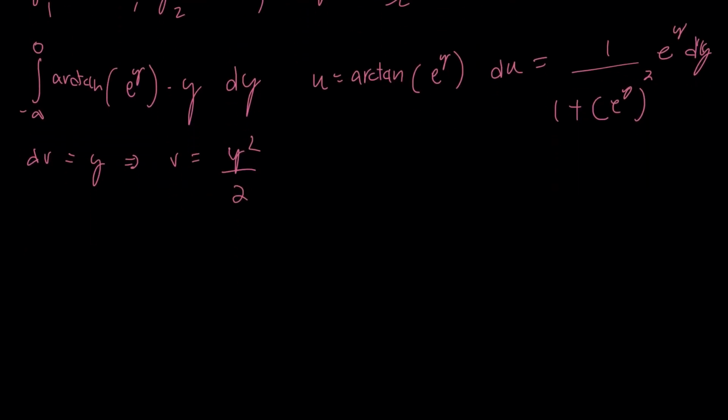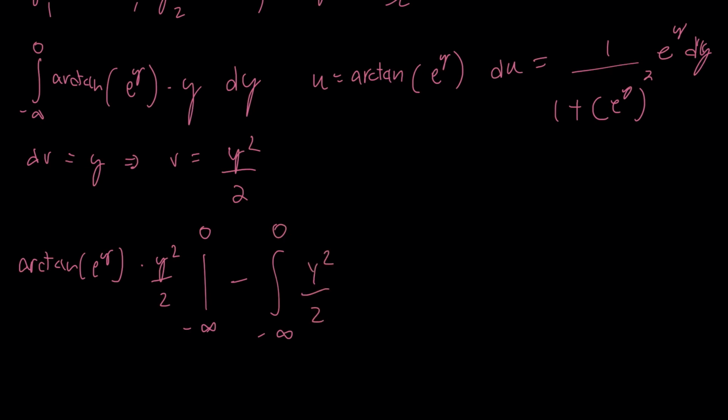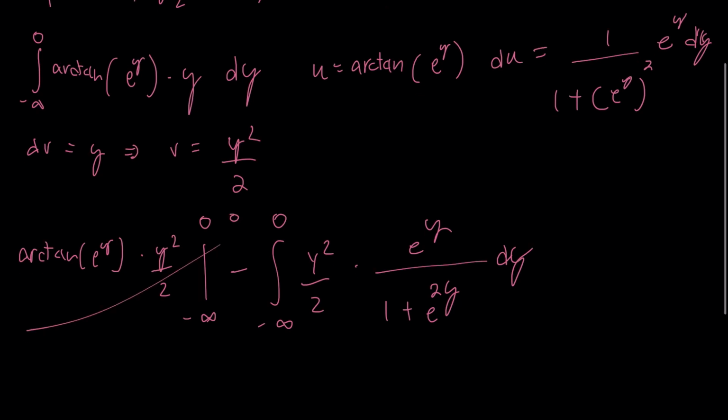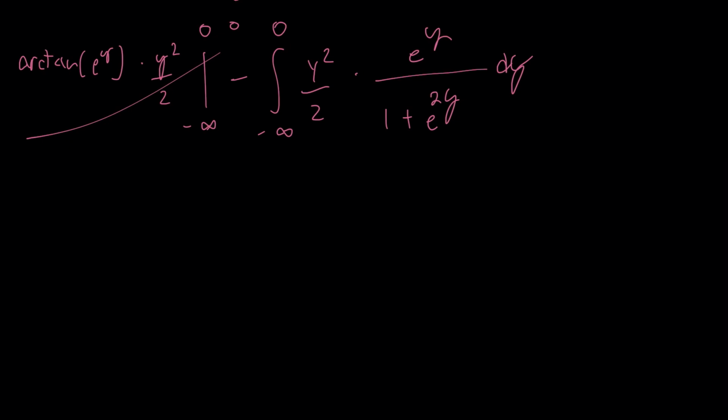So we're going to have the arctangent of e to the y times y squared over 2, evaluated from minus infinity to 0, and then minus the integral from minus infinity to 0 of y squared over 2 times e to the y divided by 1 plus e to the 2y dy, and this limit ends up being 0. We could pull the negative a half to the front.